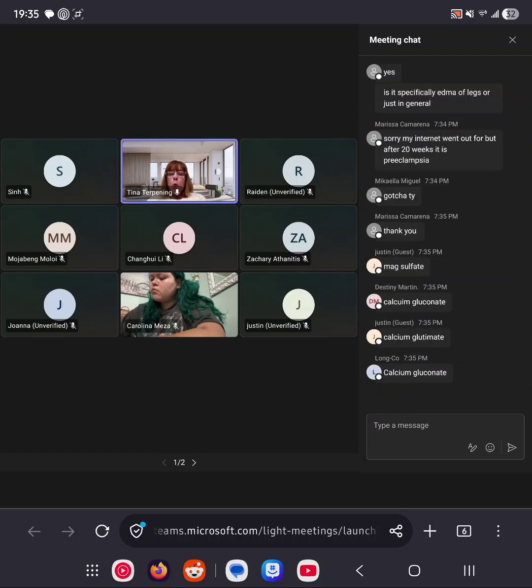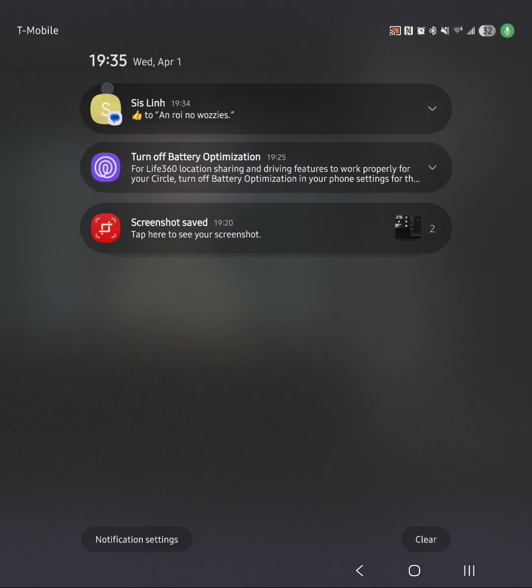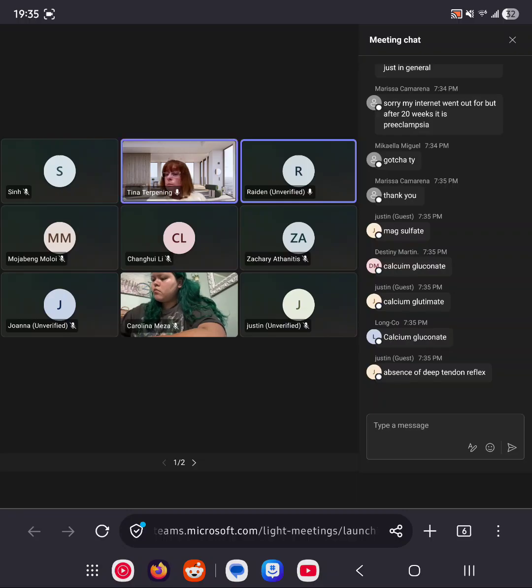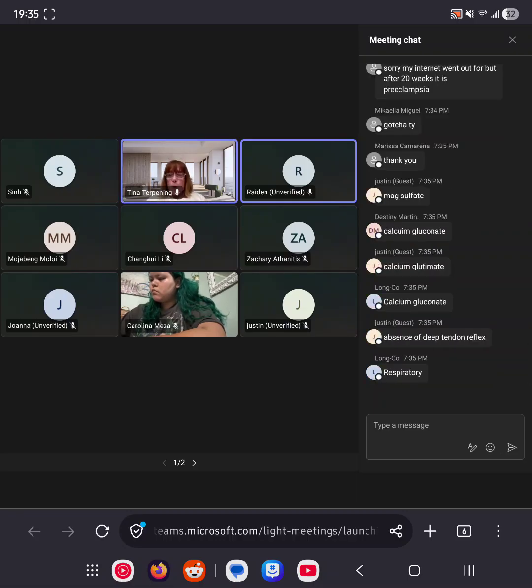Calcium gluconate. Very good. What are the big things I need to monitor when my mom is on mag sulfate? Yes, there's lots, but there are 2 biggies that are your priorities when they're on mag sulfate, aside from the mag level. DTR. What'd you say? Deep tendon reflexes is one. Respiratory rate and urine output. Respirations, urine output, deep tendon reflexes are the biggies.